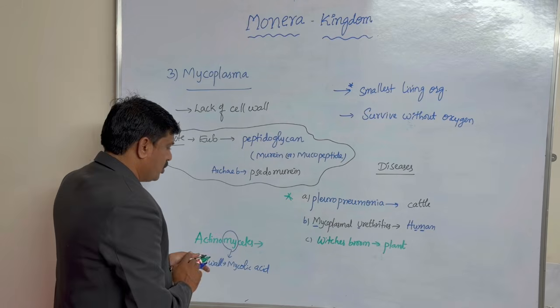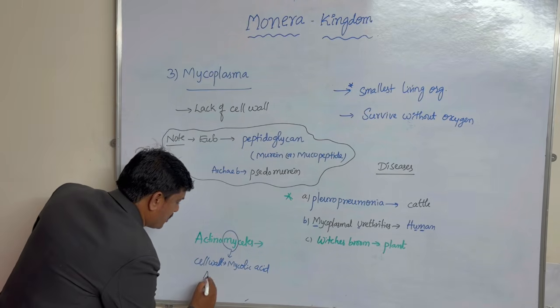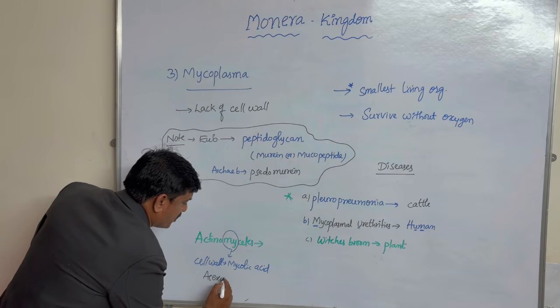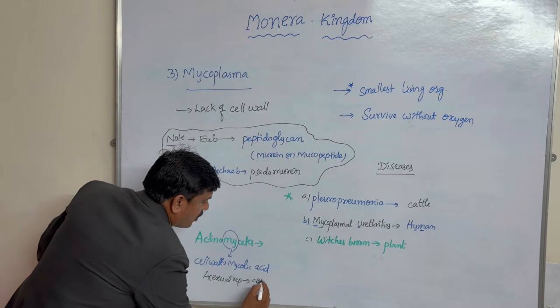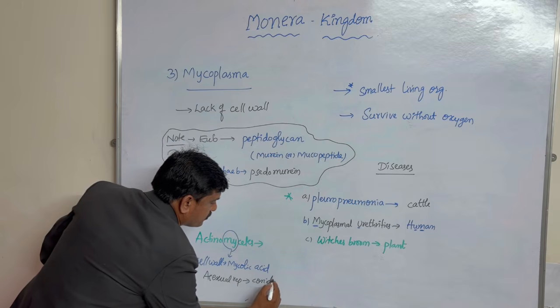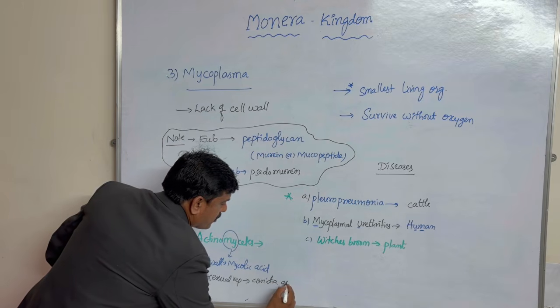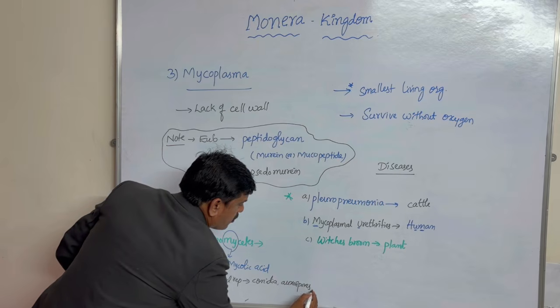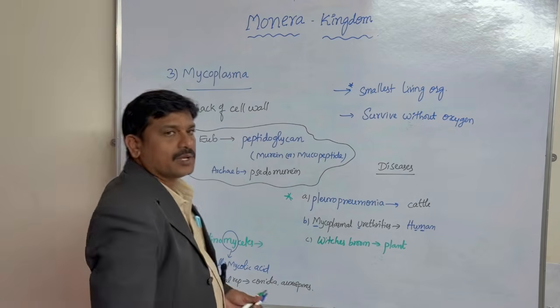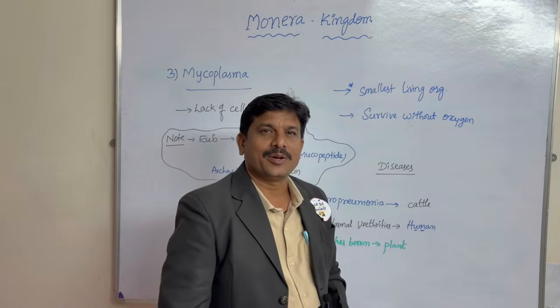Right. So what about asexual reproduction? Asexual reproduction takes place by conidia or exospores. So this is mainly the Monera concept.